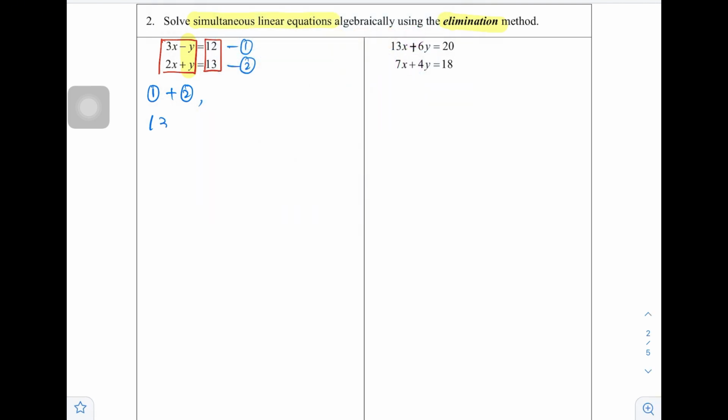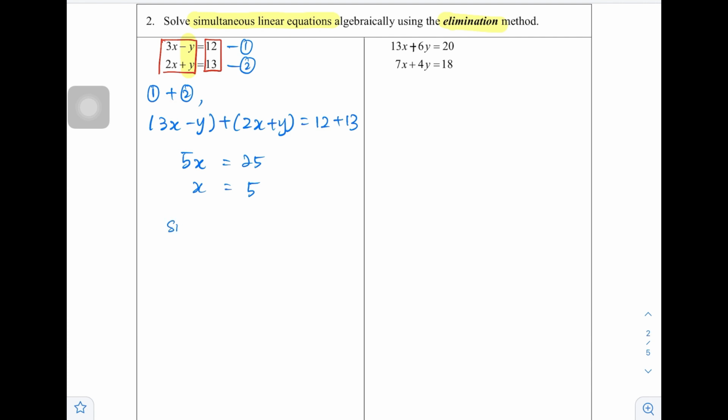Let me write it down to show you clearly. I have the left hand side of equation 1 added to the left hand side of equation 2, and equate it to adding the right hand side of equation 1 to the right hand side of equation 2. Now that I have this new equation, I can simplify it by adding the 3x and 2x to get 5x. Negative y plus y will give me 0y, so I have successfully eliminated y. 12 plus 13 added together will give me 25, so therefore x will be 25 divided by 5, which is 5.